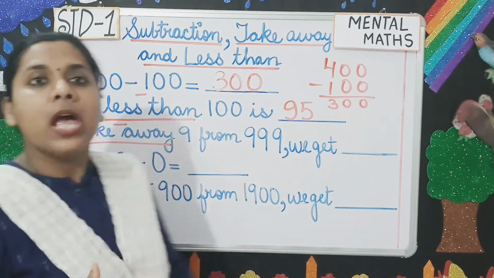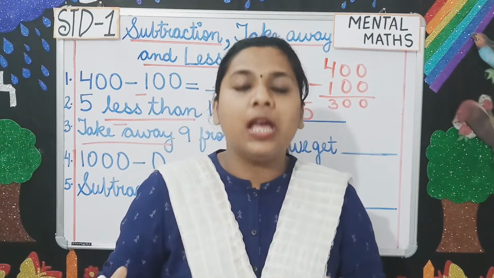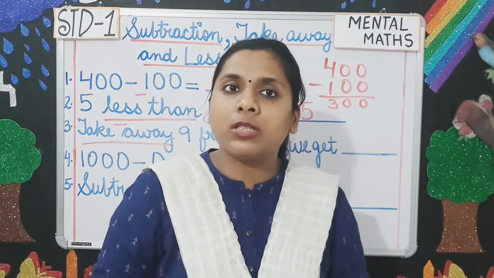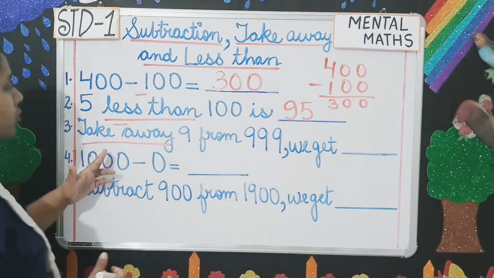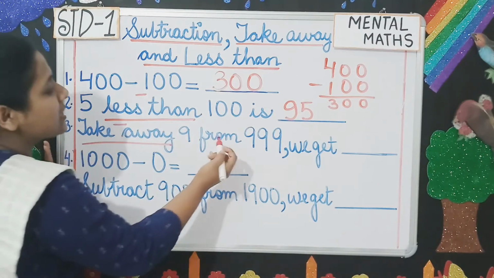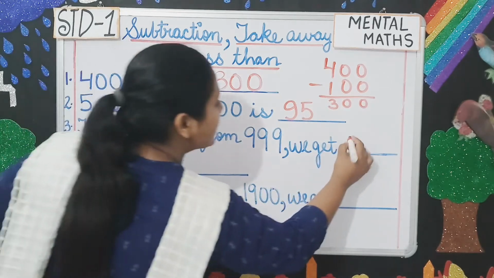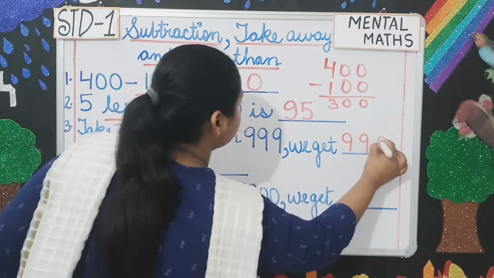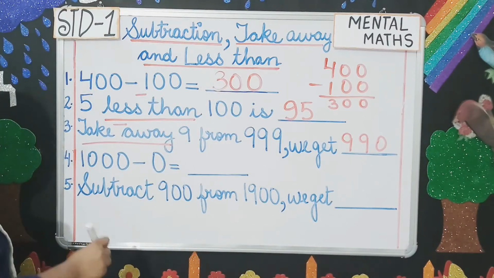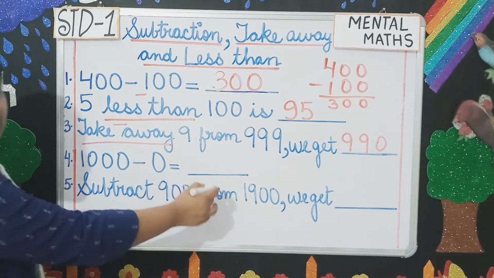That means suppose if you have 5 chocolates, your mother took away 2 from it. How many remained with you, students? 5 minus 2. That is 3. So take away also means minus. So you will subtract 9 from 999. Then you will get 990. Clear?